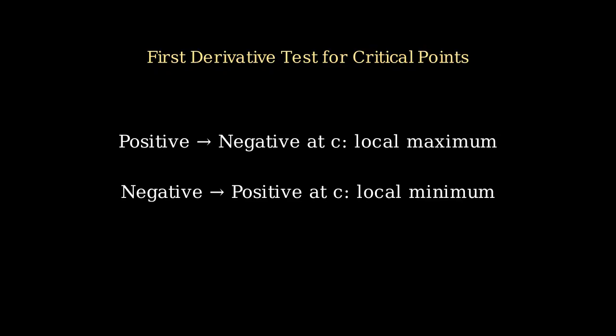If the derivative of f changes from positive to negative at a point c, that point is a local maximum. If it changes from negative to positive, that point is a local minimum.